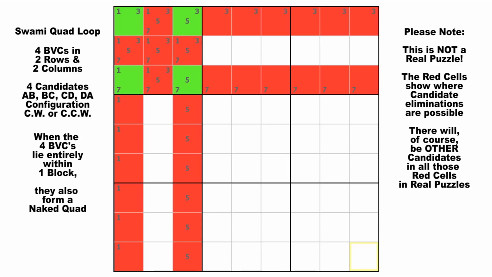And of course, there are going to be other various candidates in all those cells. This is just for demonstration purposes only. But the 1s, 3s, 5s, and 7s cannot be true in any of those red cells where they are marked. All right, let's do one more and then we'll do a review.